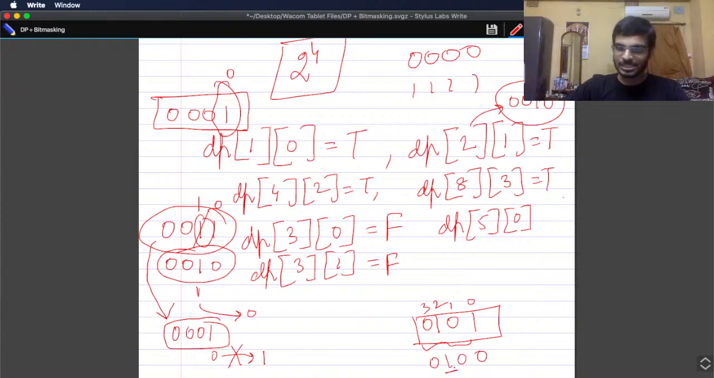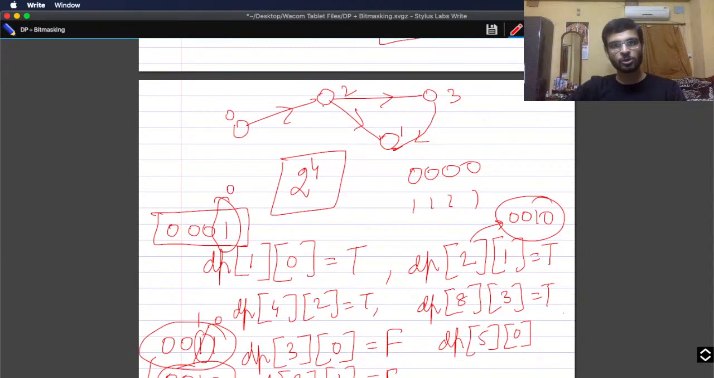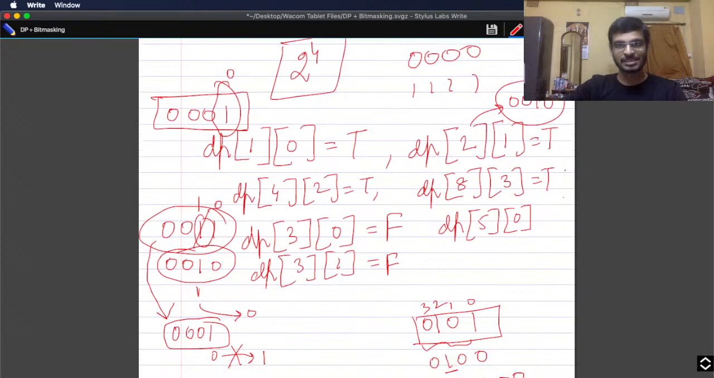एक ही बिट सेट है तो उसी के साथ ट्राई करते हैं. वो है 2. Does there exist a path from 2 to 0? 2 to 0 कोई भी पाथ है? नहीं, कोई भी पाथ नहीं है. So I can say this is also false. What if we try the reverse? dp of 5, 1. Sorry, dp of 5, 2.